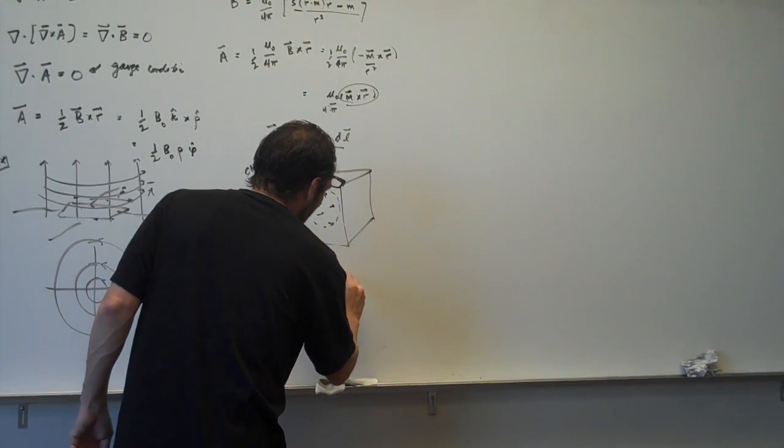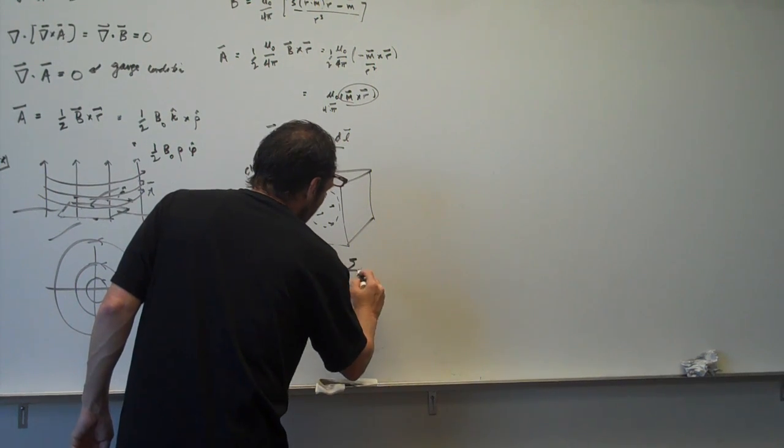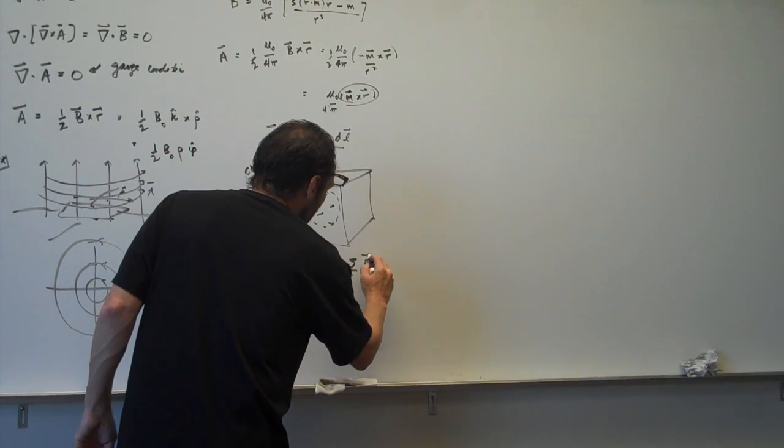P is equal to 1 over however that delta V was, sum over all the little dipoles in there. What does P do around a point?